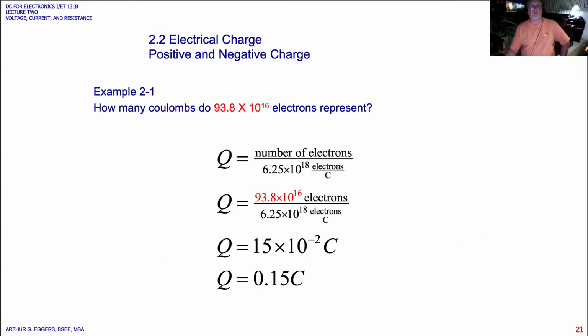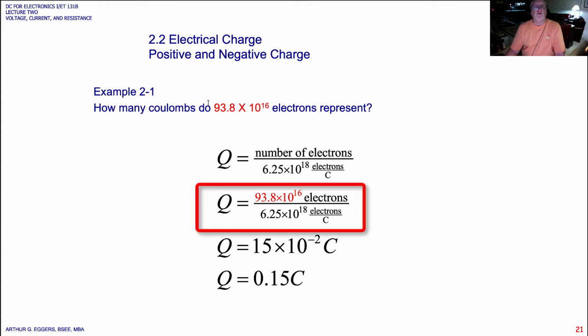Okay, so let's look at some of those mathematical relationships. If we take a look at this example, how many coulombs do 93.8 times 10 to the 16th electrons represent? So that's a lot of electrons. So we put it into our relationship. We are going to take 93.8 times 10 to the 16th electrons. We're going to divide it by 6.25 times 10 to the 18th electrons per Coulomb. Okay, so notice we have electrons in the numerator, electrons in the denominator, and those two units are going to cancel out, and what we're going to be left with then is just charge.